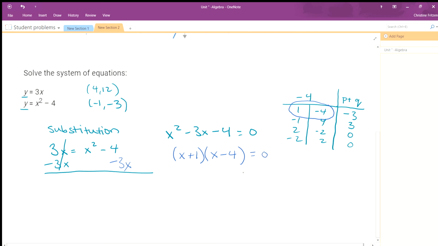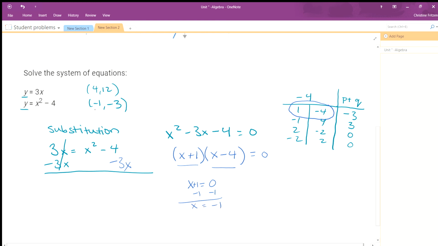Now by our zero product rule, we know that if this factor is equal to 0, then the whole thing is equal to 0. And if this is equal to 0, then the whole thing is equal to 0. So we're going to find both instances, and we should see over here in our solution set what those are going to be. So we have x plus 1 equals 0. Using inverse operations, we're going to solve for x, and we get x equals negative 1.